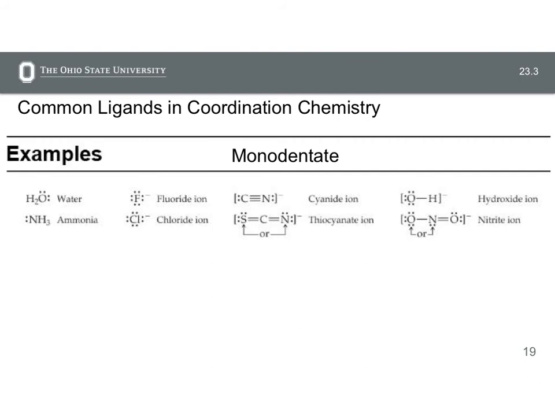Here's some more common ligands. So these are what are referred to as monodentate ligands, meaning they bind to the central metal atom in one spot.